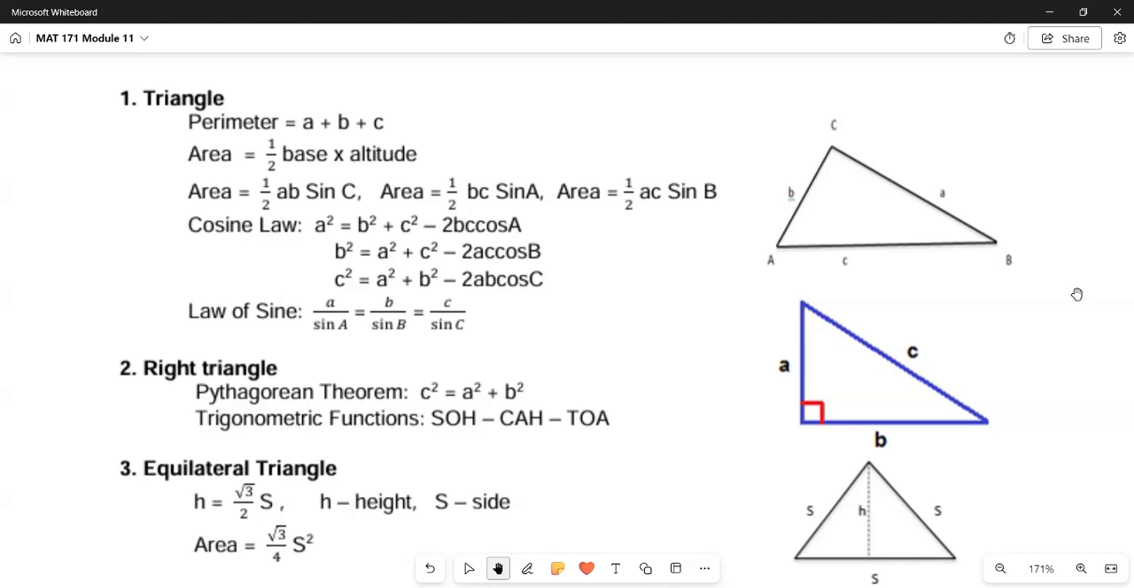And for right triangle, we just used Pythagorean theorem and basic trigonometric functions, sine, cosine, and tangent. And then for equilateral triangle, meron tayong formula ng h or height ng ating triangle. And then area, which is based din sa h na binigay sa atin dito. So tatandaan nyo lang yung formulas na ito.